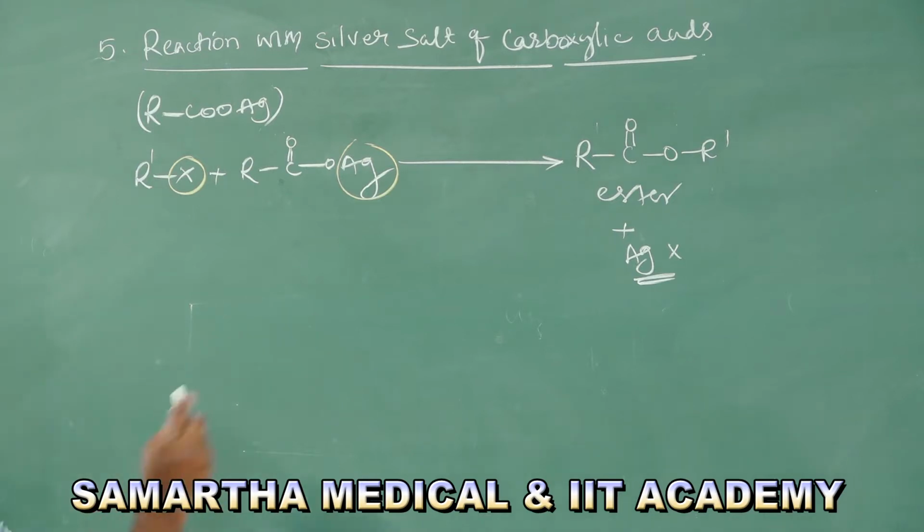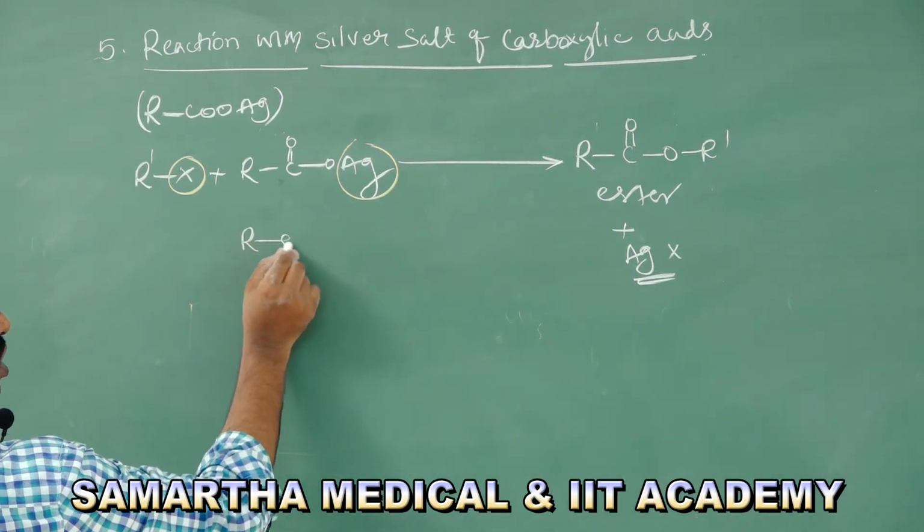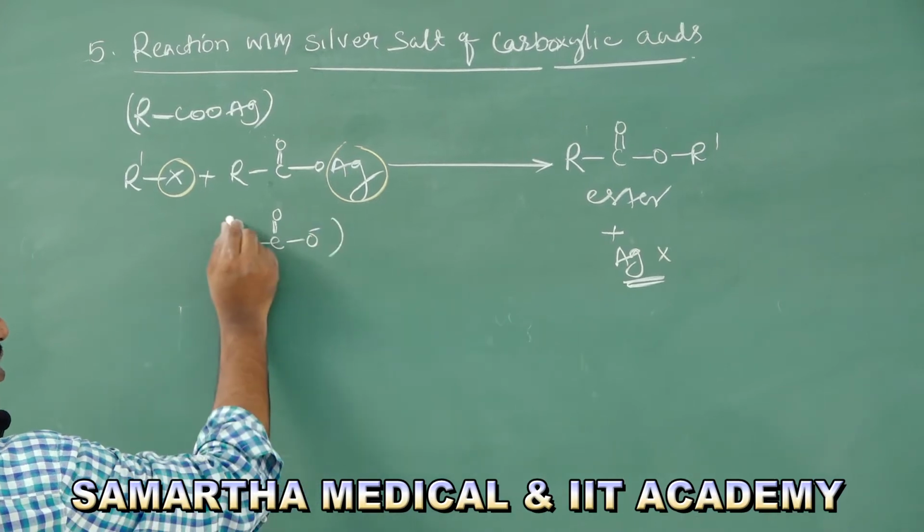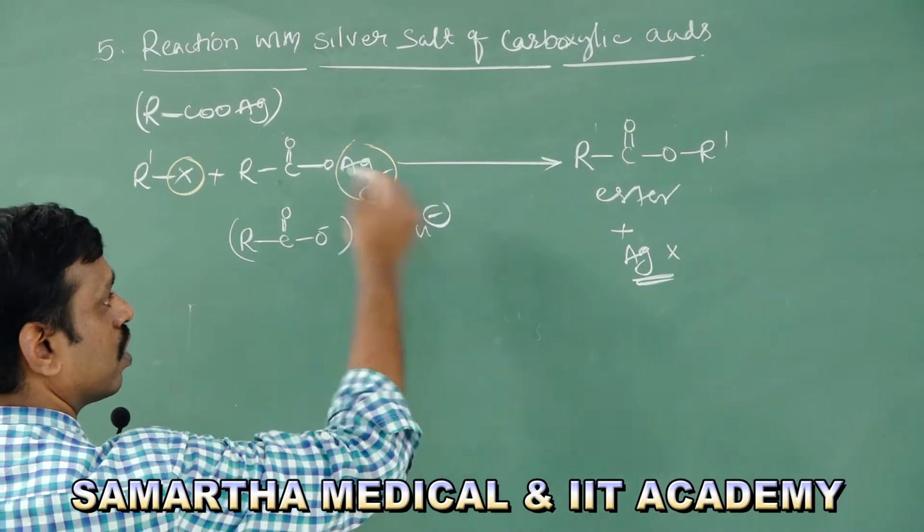In this reaction, what is the nucleophile? RC double bond O, O minus. This is called what? Nucleophile.